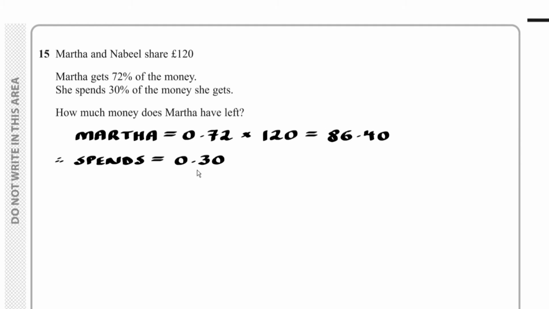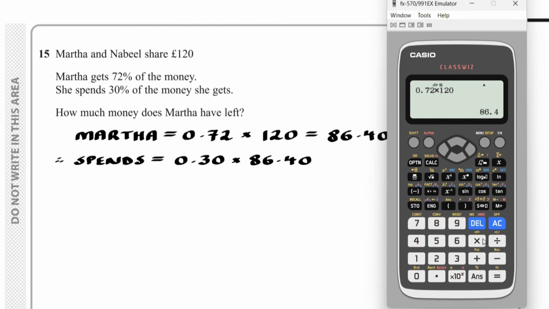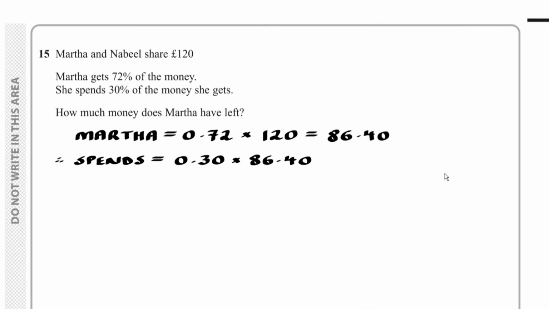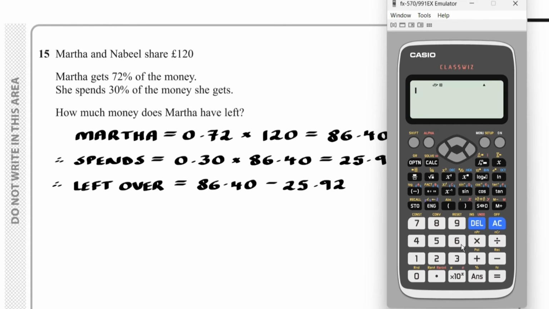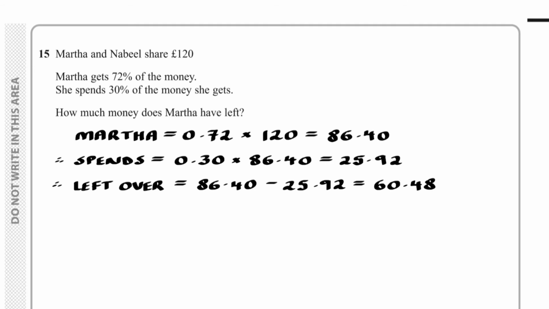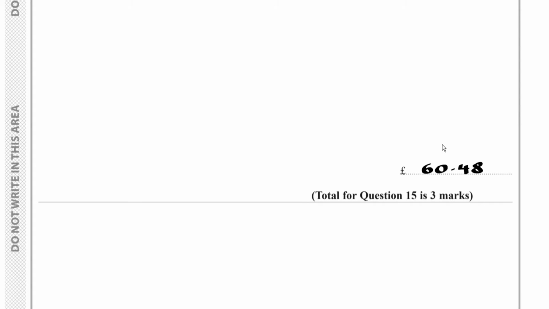She spends 30% of this money. So she spends 30%, that's 0.3, of this money, £86.40. So if I multiply this by 0.3, I get £25.92. So she spends £25.92. So the amount of money she has left, that's £86.40, subtract £25.92. So if I work this out, we get £60.48. So she has £60.48 left.